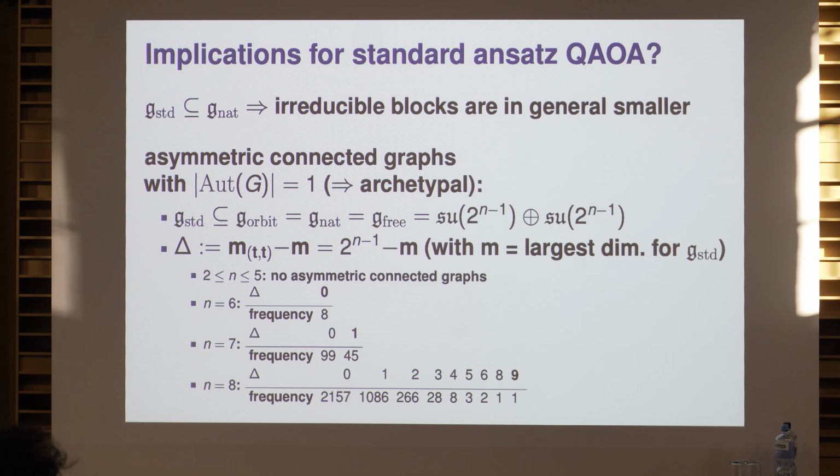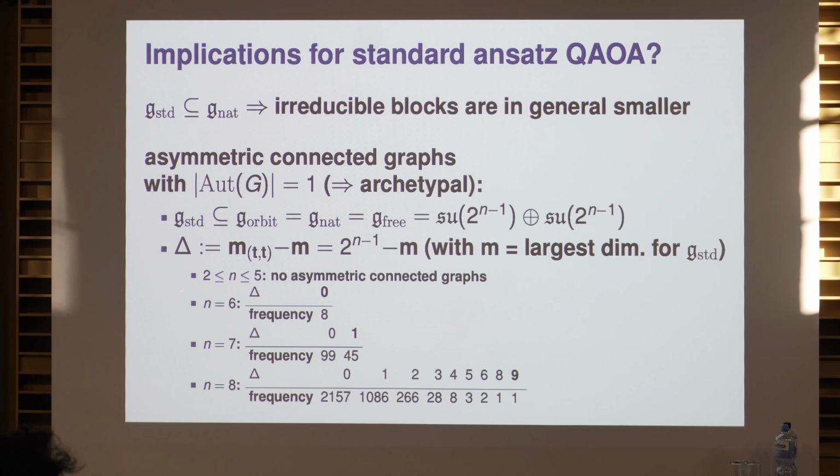And now we go to this case of asymmetric connected graphs, which are, in our terminology, also archetypal. And we immediately know that this holds. So we know that G standard is contained here. But now we compute this gap. This is what we know from G0, and this is what we compute by brute force for the G standard. And we want to know how big this gap is in general.